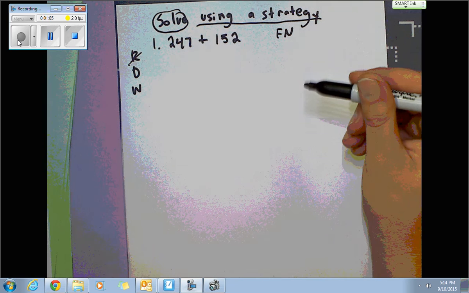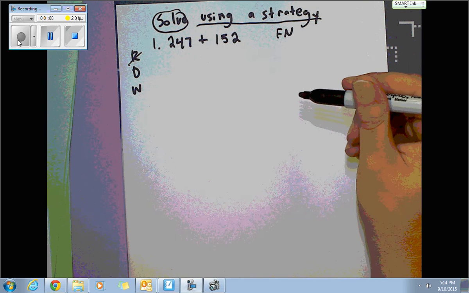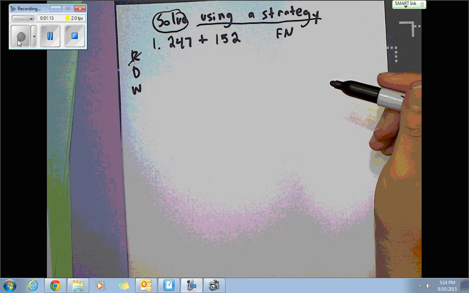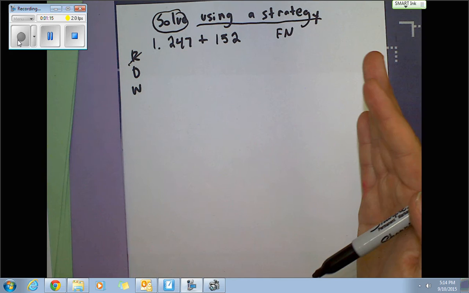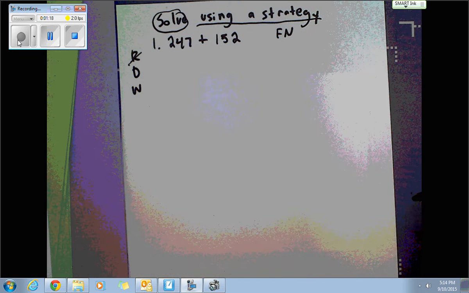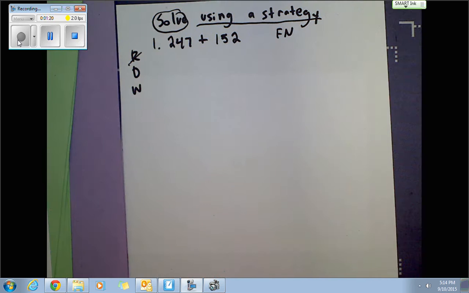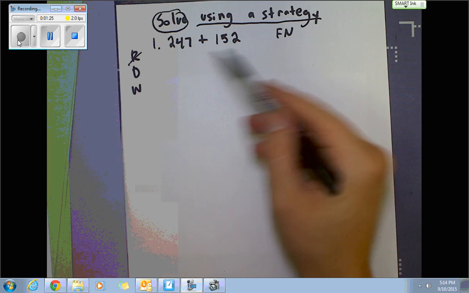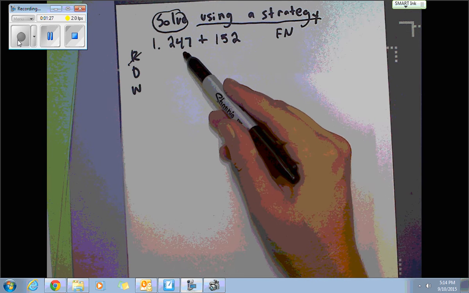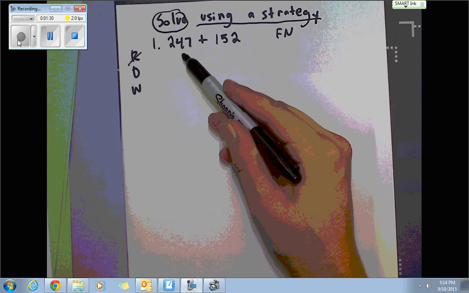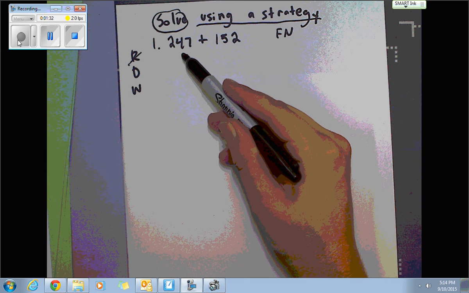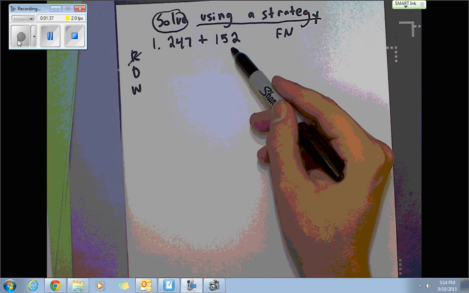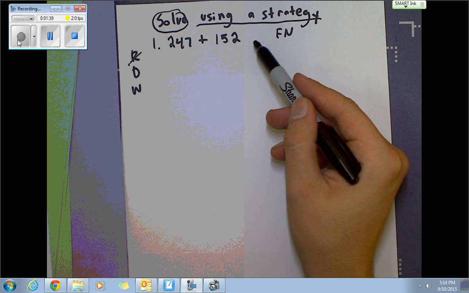Okay, now for friendly number strategy, you have to have a good numerical awareness. You have to know what tens or hundreds a number is close to and be able to change your add-ins to that 10 or 100. So let me go ahead and show you what I mean by that. I'm looking at these two values here. 247, well, that's close to 250, which is an easier number to work with than 247. 152, well, that's closer to 150, which is an easier number to add and work with than 152.